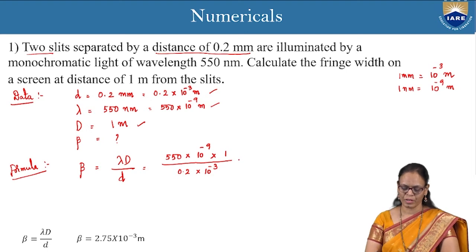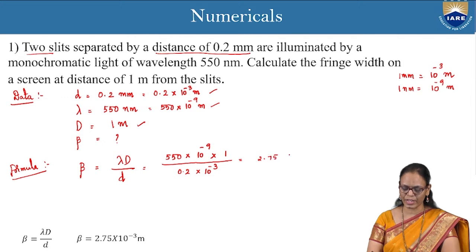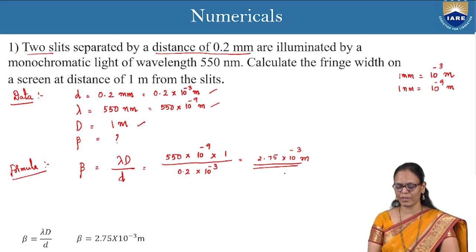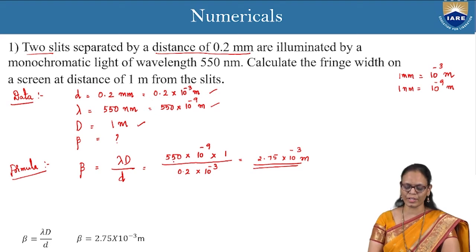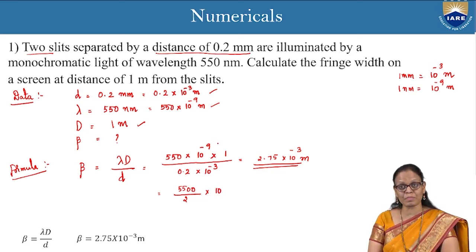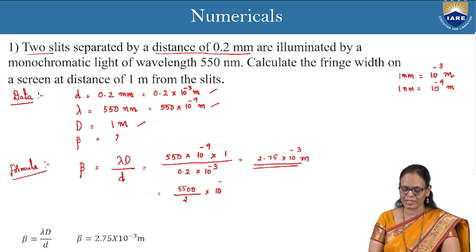So what we get here is 2.75 into 10 power minus 3 meter. So the fringe width is given by 2.75 into 10 power minus 3 meter. You can use a calculator. You can also write it as 550 by 2 into 10 power minus 9. This is minus 3. If it goes up, it becomes plus 3. So we get minus 6.